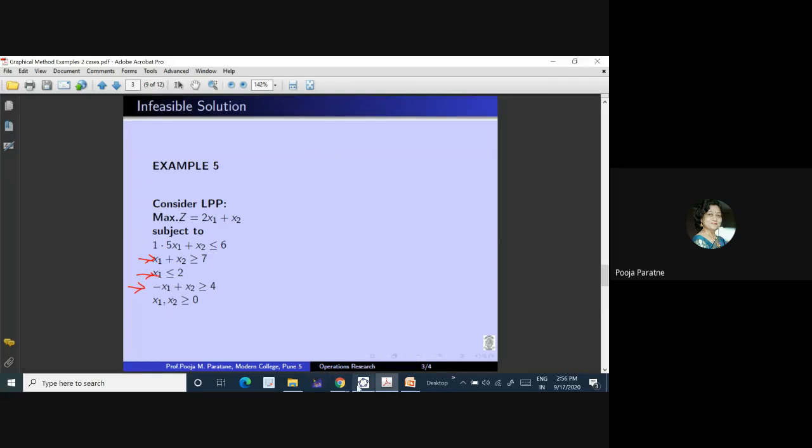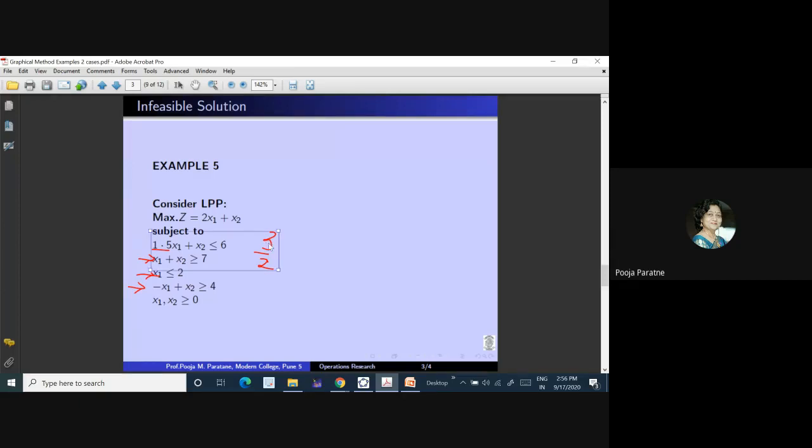Let us go to the graph again. So let us see again that constraint. First constraint is 1.5, actually it was 3 by 2. So I have written here it is 1.5 x1 plus x2 is less than 6. Okay, there are total how many constraints? 1, 2, 3, 4. So we should have 4 lines.